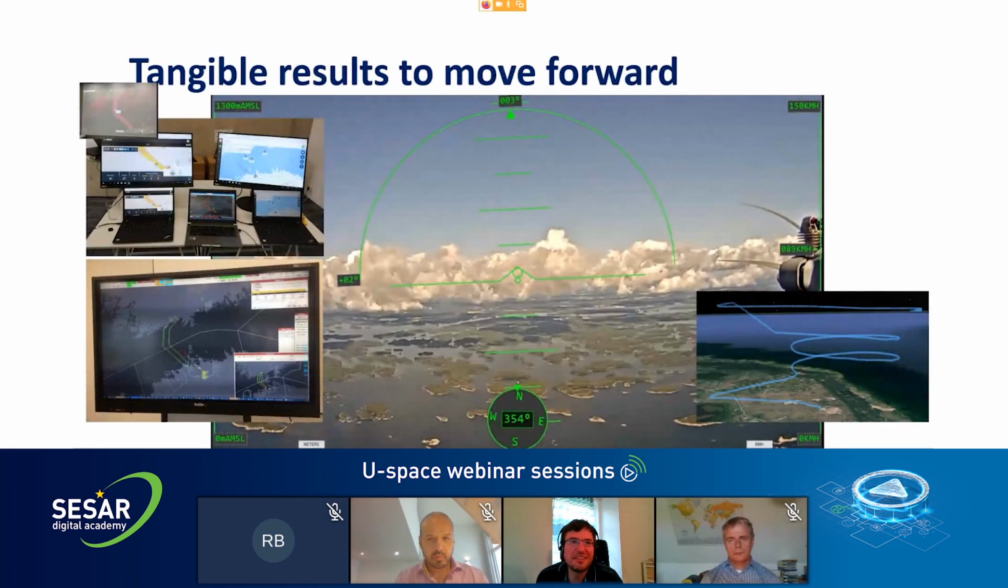Pictures are more fun. So this is a few things from the demonstrations. The big one in the middle, that's a capture from the drone going from Tallinn to Helsinki. And allow me to highlight a few things. You see it's been going quite fast, upper right corner. You see it's been going quite high, around 1,300 meters above mean sea level.